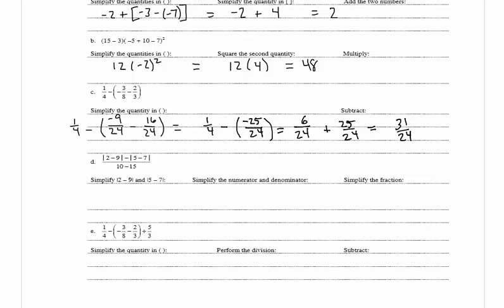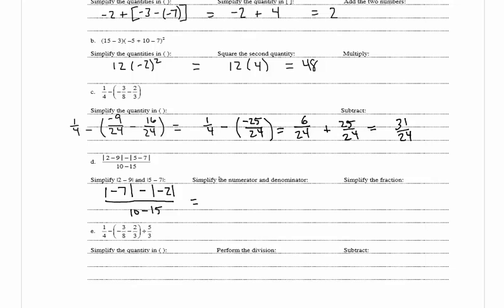In D, we have the absolute value of 2 minus 9 minus the absolute value of 5 minus 7, divided by 10 minus 15. And the first thing they want us to do is simplify inside the absolute value. So we're going to have the absolute value of 2 minus 9 is negative 7 minus the absolute value of 5 minus 7 is the absolute value of negative 2, divided by 10 minus 15.